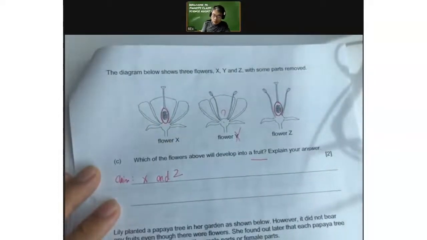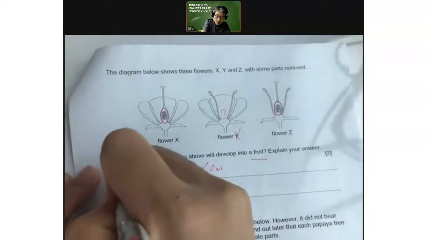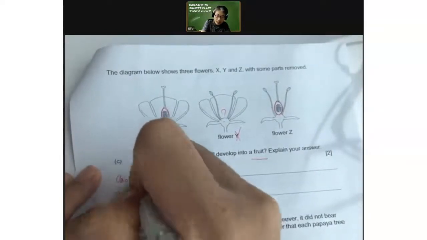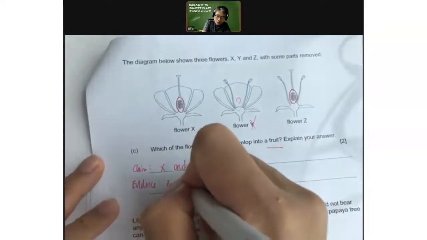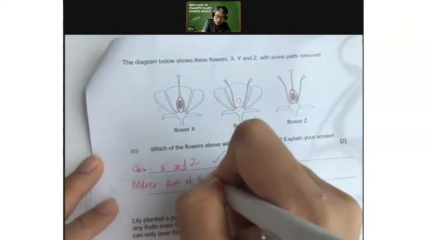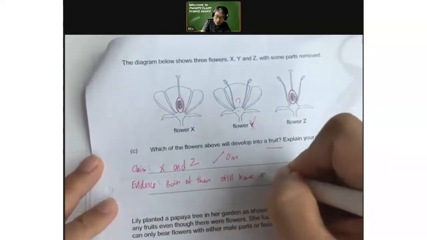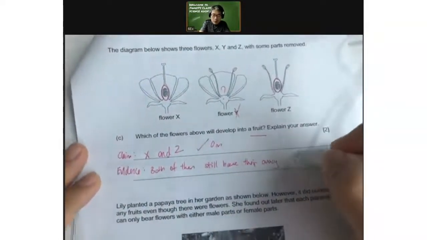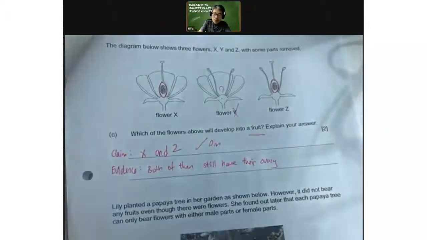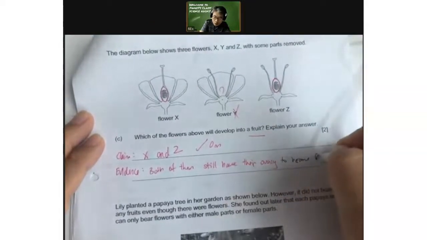Now, which of the following will become fruit: X and Z. Again, a claim is 0 marks. Now for the evidence. And the evidence that you have here is both of them still have their ovary. And what's the purpose of the ovary? Ovary to become fruit.